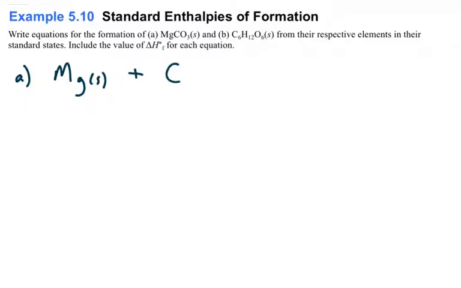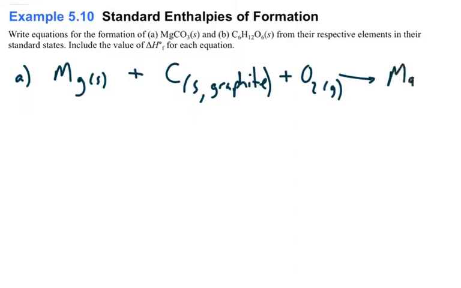The second element that makes up magnesium carbonate is carbon. Now this one is tricky. Carbon is a solid. However, there's two forms of carbon: diamond and graphite. So you have to specify whenever carbon is involved, which one. So we're going to put here that it is the graphite form. And then the final element is going to be oxygen, and that one's diatomic. So you put O2, you put a gas, and then you're going to set it equal to the product, which is magnesium carbonate.